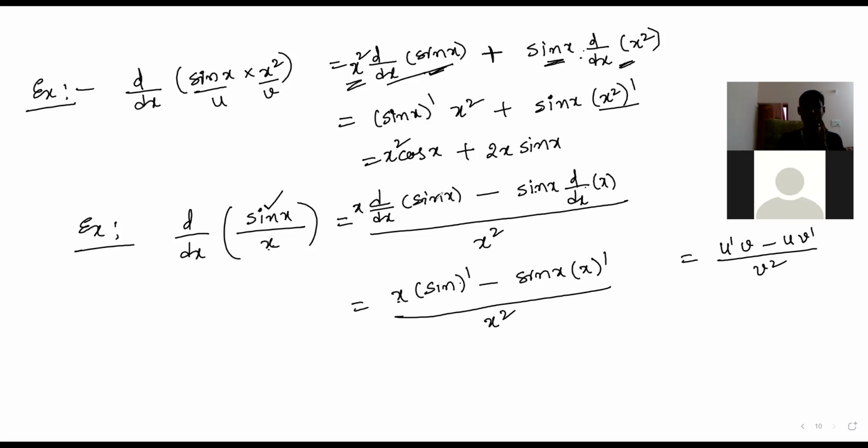Sin x differentiation is cos x. x into cos x minus sin x into x square differentiation 1. You can write like x into cos minus sin x into 1. Okay, x square differentiation, 1 by x square. This becomes its derivative. Hope you understand. Yes, sir. Right. Yes, sir.